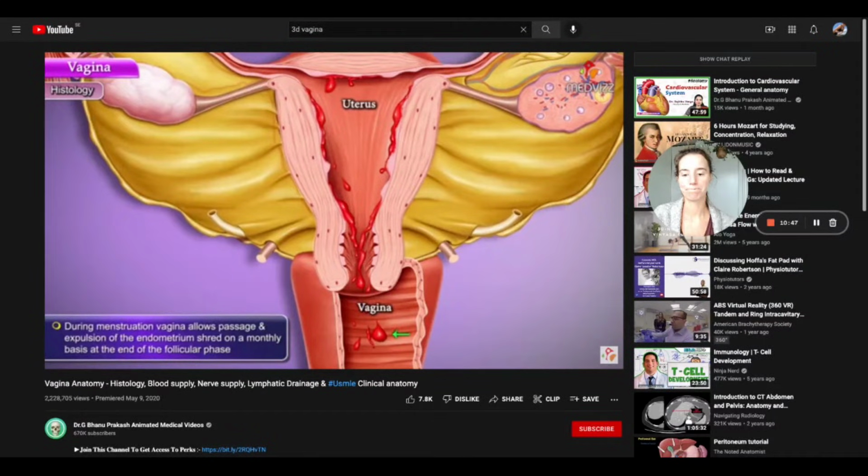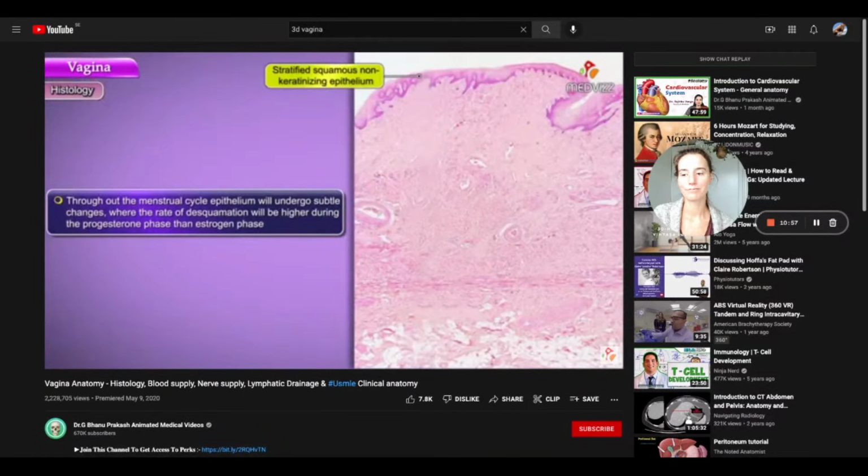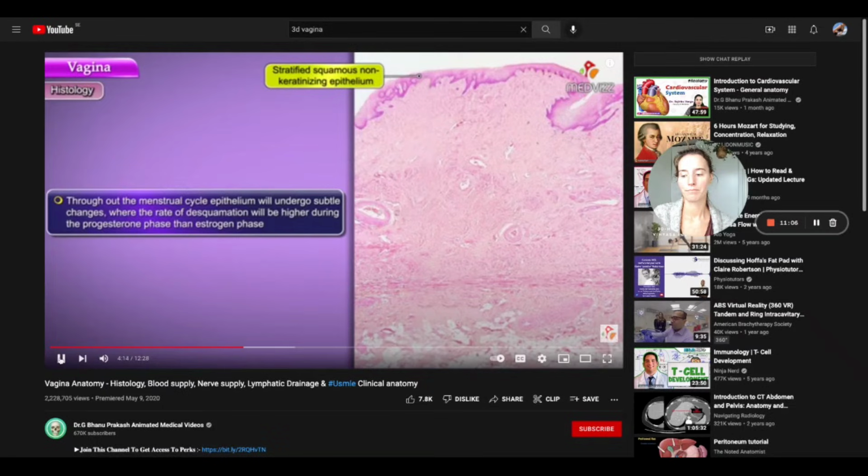The vagina allows passage and expulsion of the endometrium, which is shed on a monthly basis at the end of the follicular phase. Throughout the menstrual cycle, the epithelium will undergo subtle changes where the rate of desquamation will be higher during the progesterone phase than during the estrogen phase.